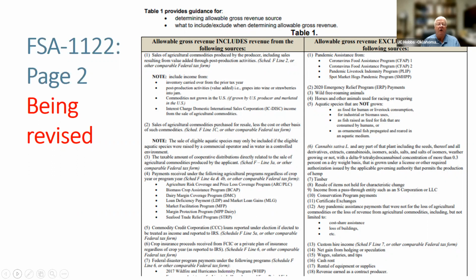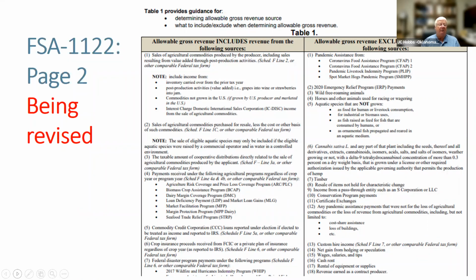So look at column 1. That is the allowable side, what gross revenue includes. Column 2 is what it excludes. And these are very comprehensive. USDA has done a great job of telling us what to exclude and what to make sure is included.